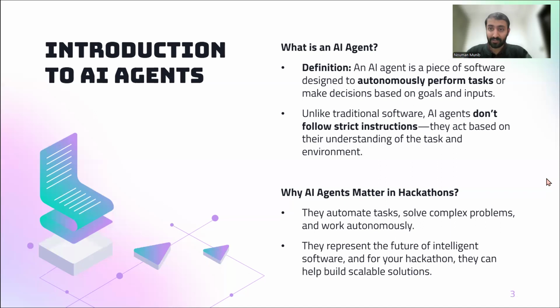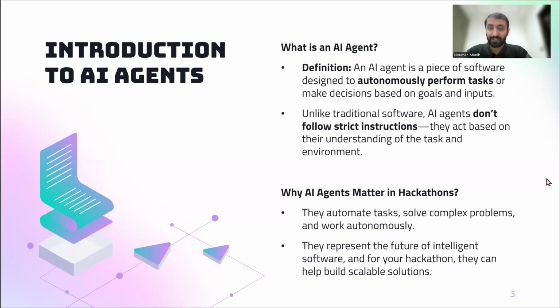Unlike traditional software, like the LLMs that you're familiar with, which follow a set of instructions that you have set for them, for example, they're trained on data. We're going to talk about that. But AI agents don't follow any strict instructions. They act based on their understanding of the task and environment.